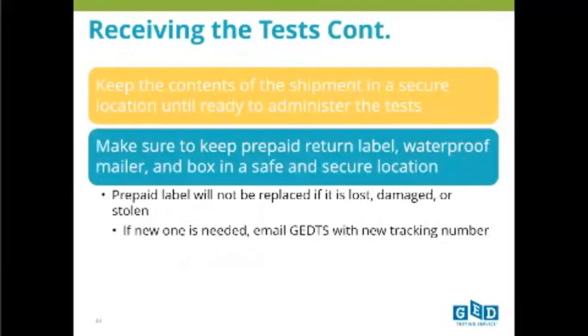Keep the contents of the shipment in a secure location until ready to administer the test. Make sure to keep the prepaid return label, waterproof mailer, and box in a safe and secure location. The prepaid label will not be replaced if it's lost, damaged, or stolen. If a new one is needed, please email GEDTS with the new tracking number.